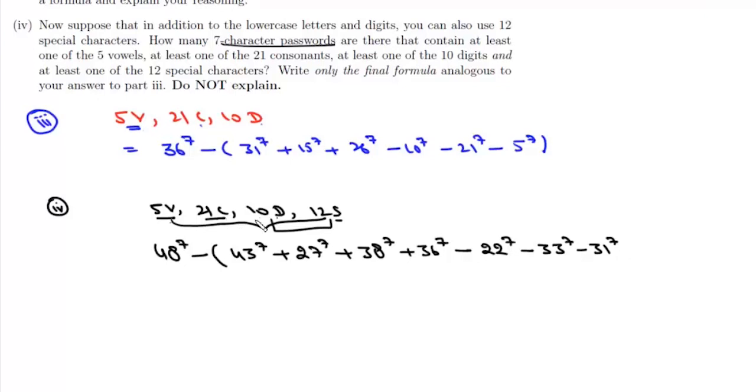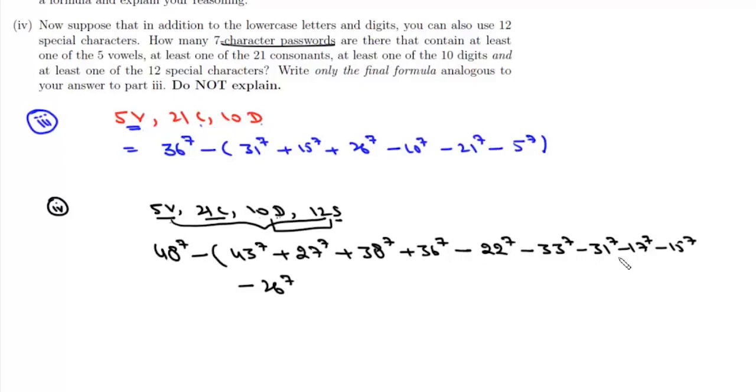Now if consonants and digits are missing, then we'll have 17 choices, so it will be 17 to the power 7. And if consonants and special characters are missing, then we'll have 15 choices. So there will be 15 to the power 7. And finally, if digits and special characters are missing, then we'll have 26 cases. So there will be 26 to the power 7.